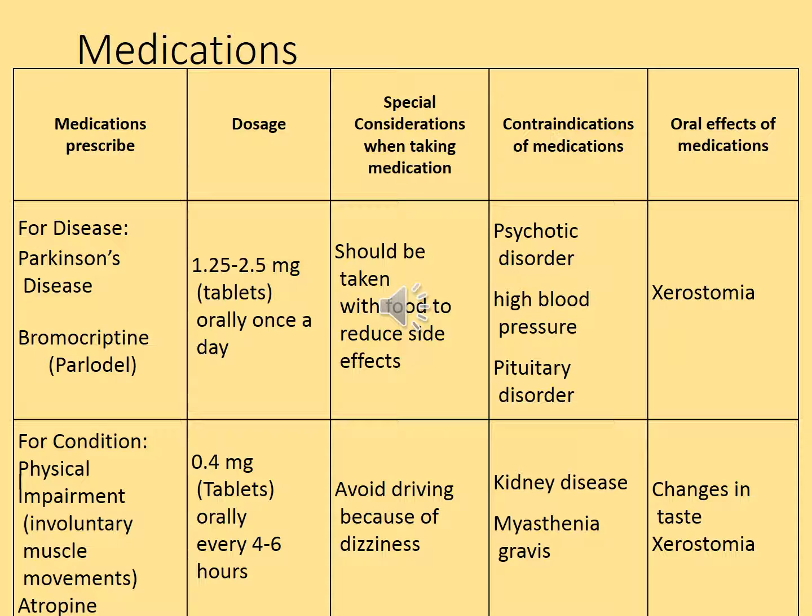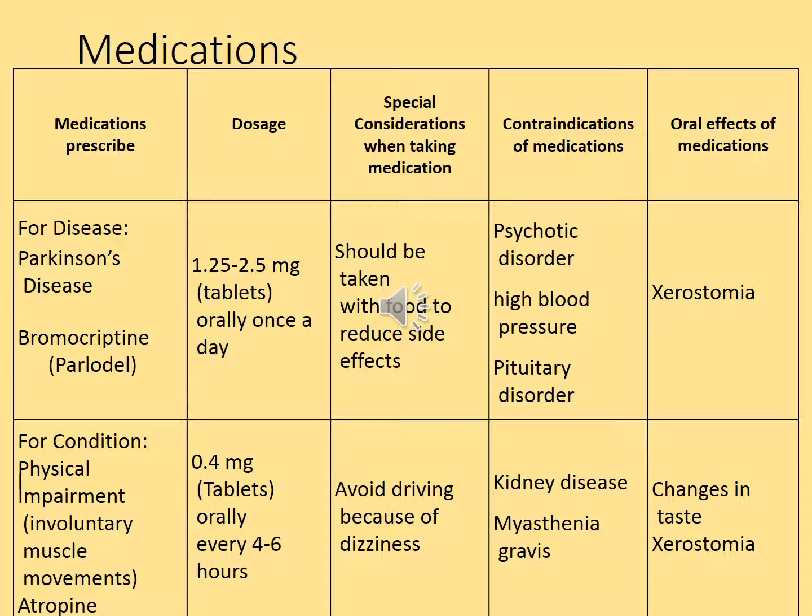The medication he is taking for these conditions is Parlodel, 1.25 to 2.5 milligrams orally once a day. It should be taken with food to reduce side effects. Psychotic disorder, high blood pressure, and pituitary disorders are contraindications for this medication. Another effect of this medication is xerostomia.